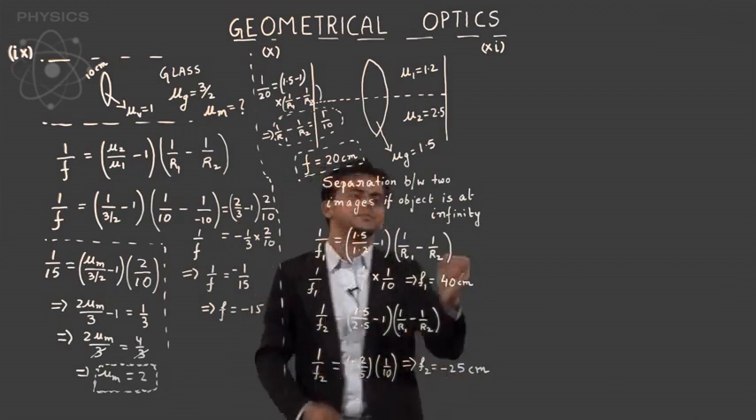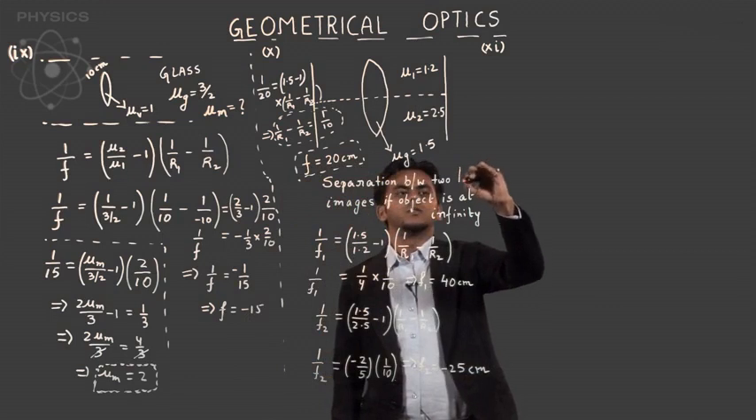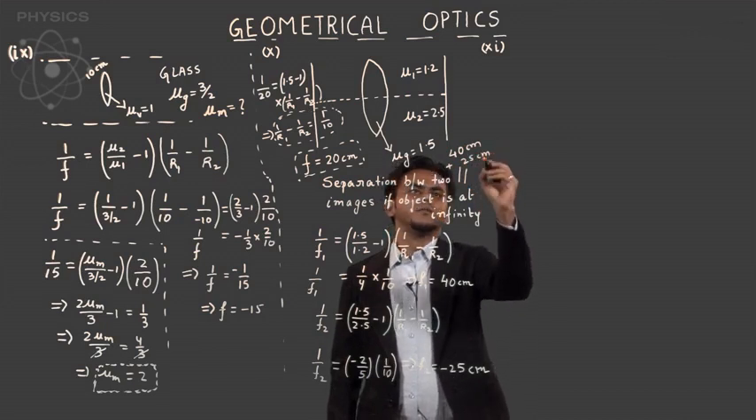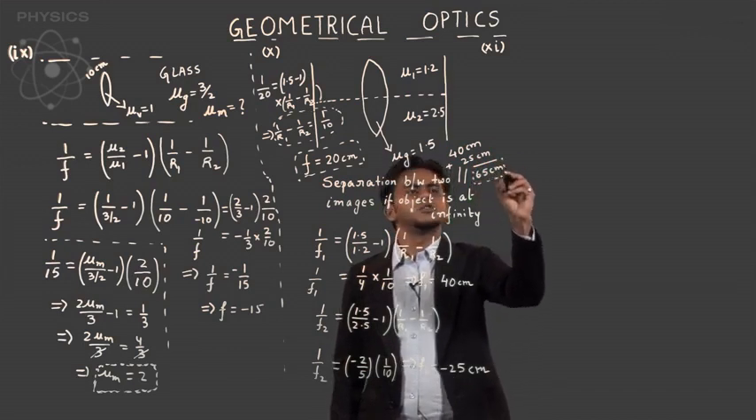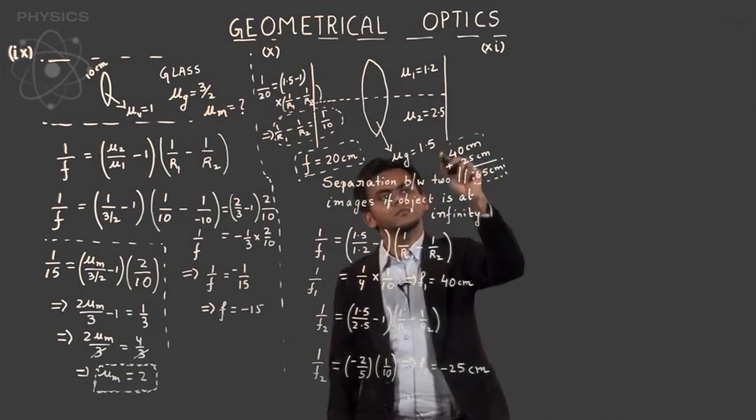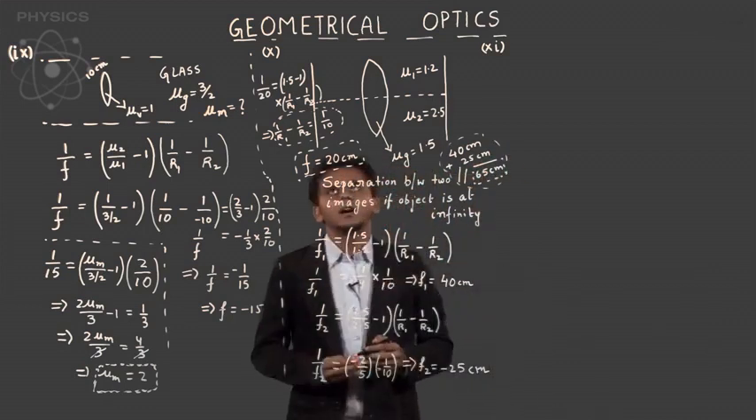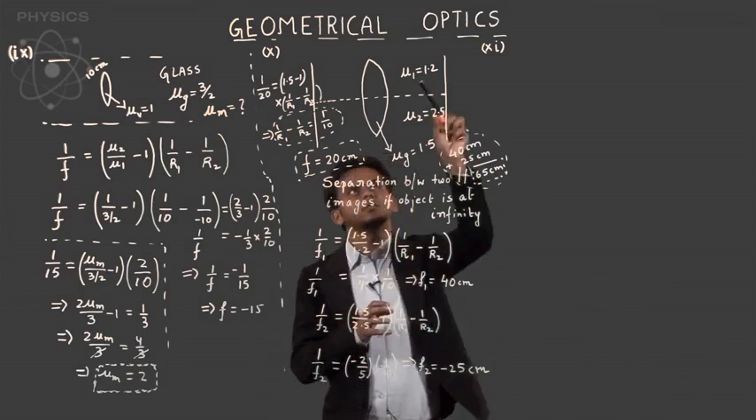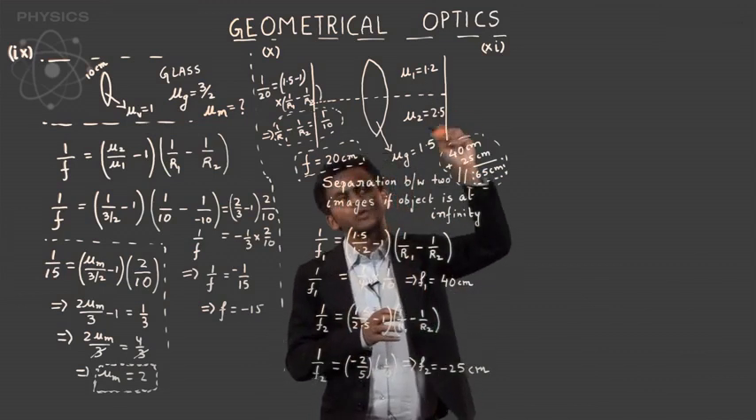Separation would be how much? It would be equal to 40 centimeters plus 25 centimeters, which is 65 centimeters. This is your answer. What I have done is calculated the focal length for both the situations, for the upper half and the lower half.